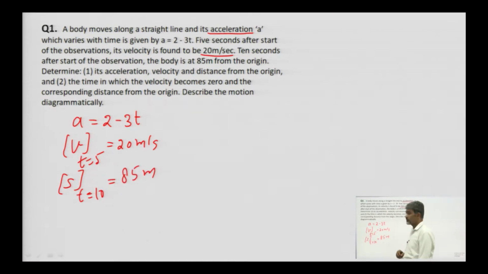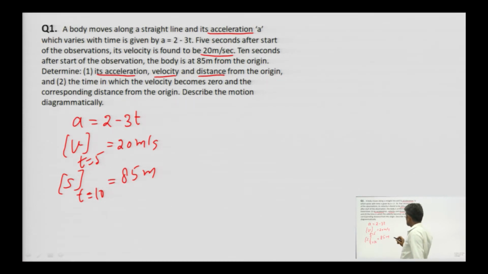Okay. Now, we need to determine its acceleration, velocity and distance from the origin. Second, the time in which the velocity becomes 0, and the corresponding distances from the origin. Describe the motion diagrammatically. Okay, no problem.